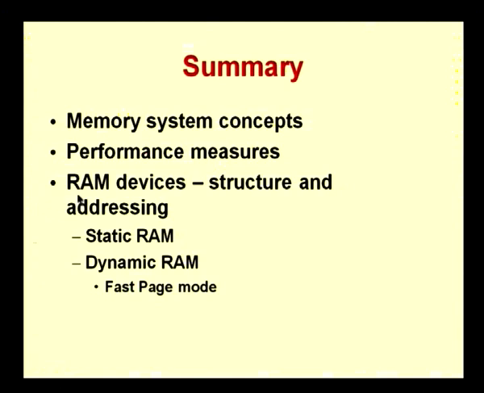We looked at random access memory devices, and at the structure and addressing of two different types of RAM devices: one called static RAM and the other dynamic RAM. A RAM device is essentially a volatile memory, but we looked at how the static RAM and the dynamic RAM are different from each other. When we talked about dynamic RAM, we talked about why it needs to be refreshed, and we also looked at a particular mode of operation called the fast page mode of operation in dynamic RAM.